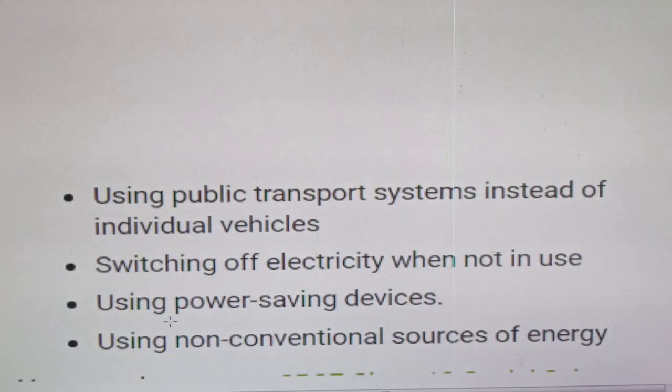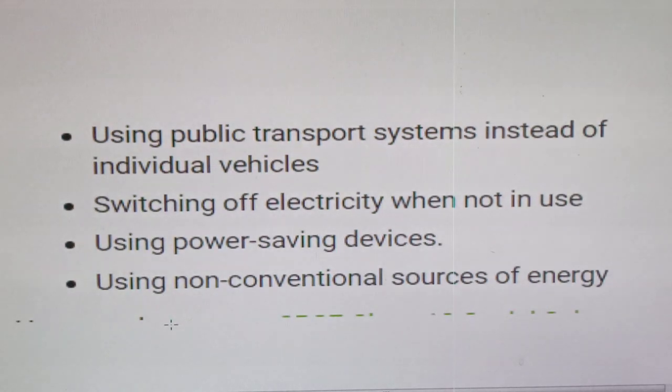Using public transport instead of individual vehicles, switching off electricity when not in use, using power saving devices, and using non-conventional sources of energy. These are some ways, and there are many ways to conserve energy.